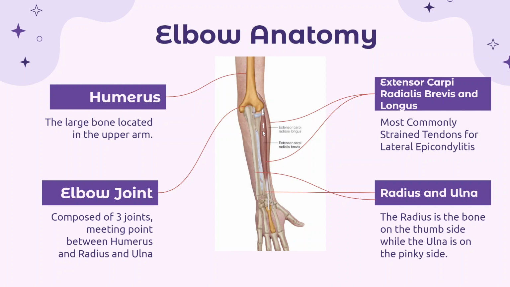Now moving on, we're going to see the extensor carpi radialis longus and brevis, which are these two muscles here, and their tendons are going to attach over here onto what's called the lateral epicondyle of your humerus. Now, these are the tendons we're going to be focusing on today that are going to act as the most commonly strained tendons for lateral epicondylitis or tennis elbow.